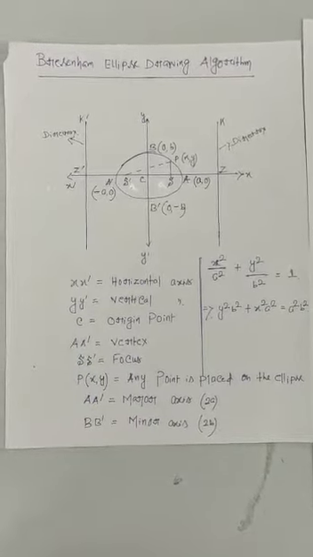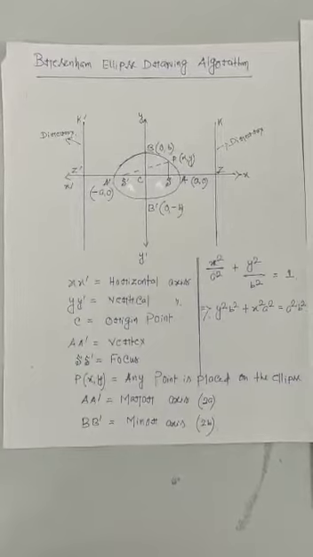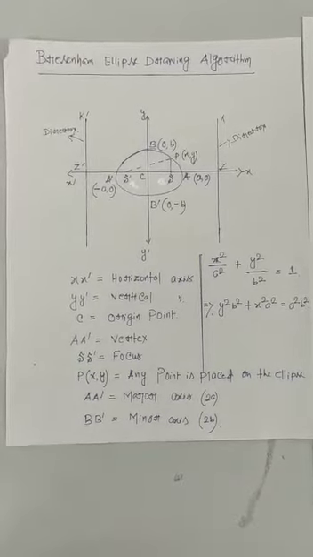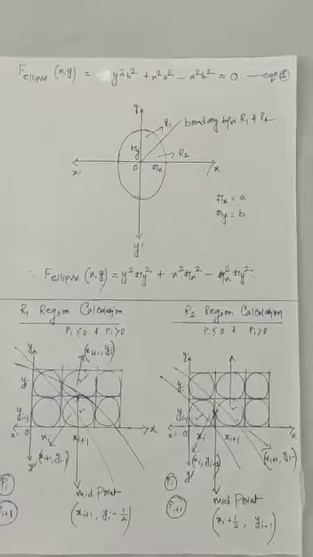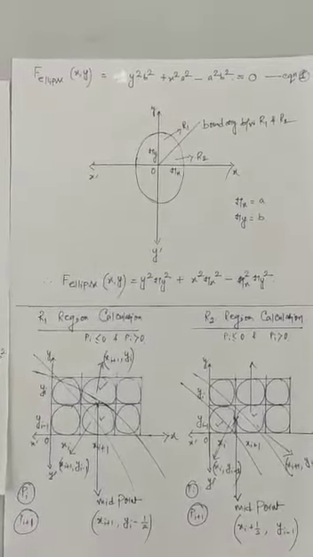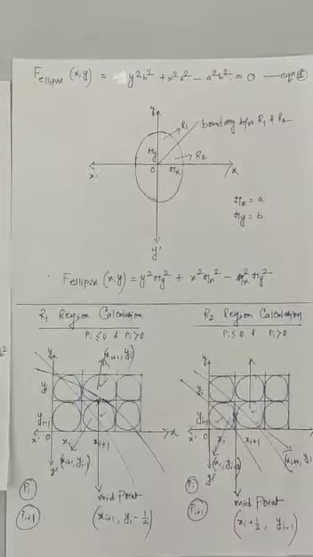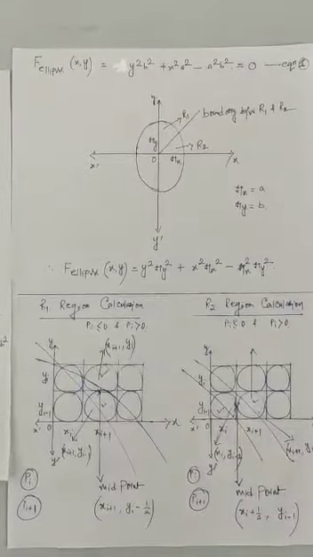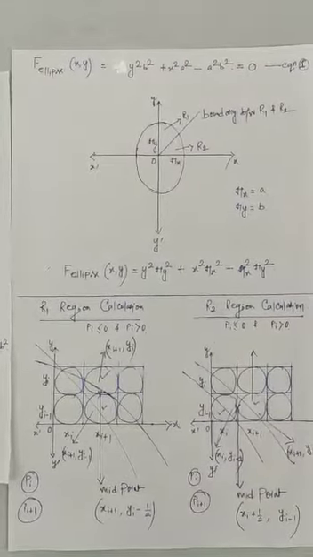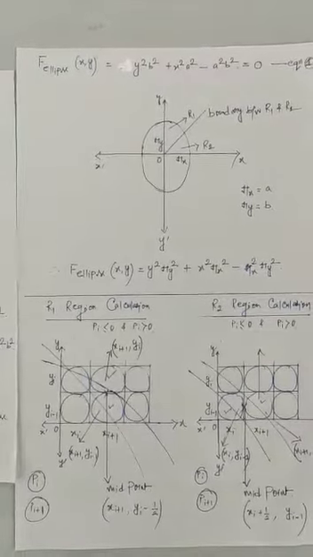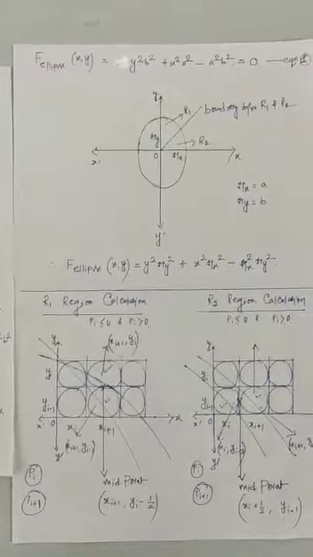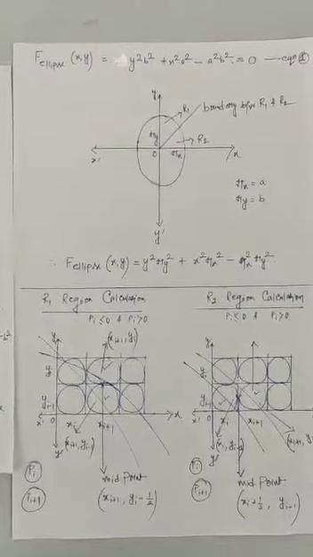That means y squared b squared plus x squared a squared equals a squared b squared. Now we can write the ellipse equation based on the (x, y) point as f_ellipse(x, y) equals y squared b squared plus x squared a squared minus a squared b squared equals 0. So this is equation number 1.